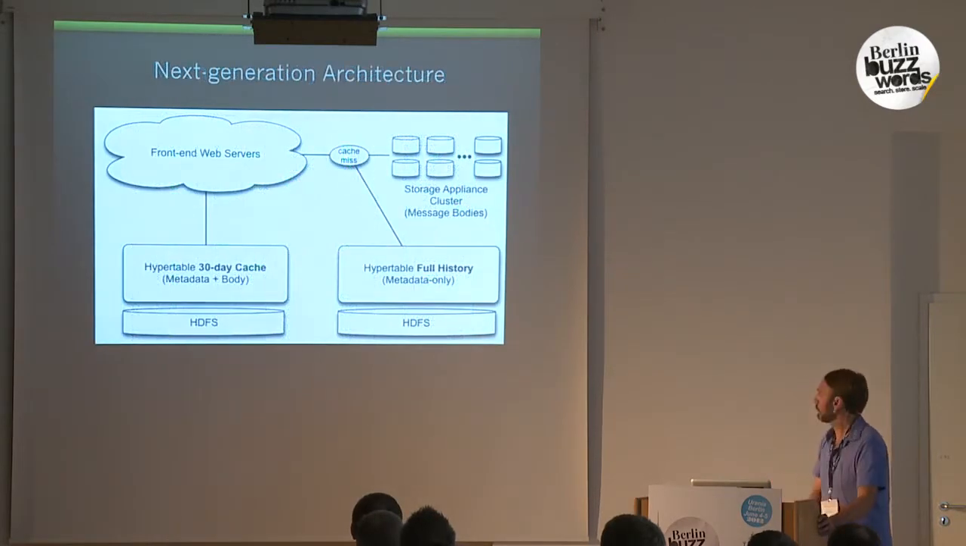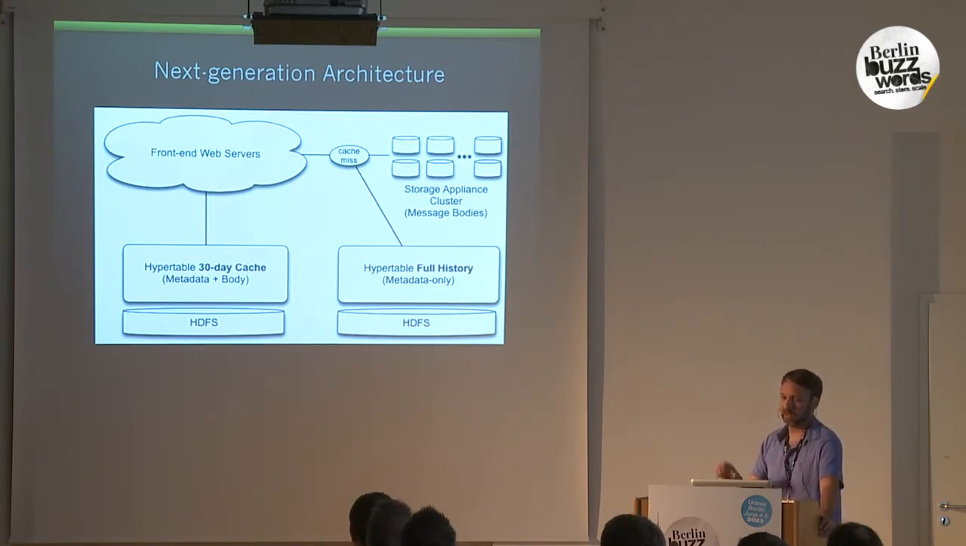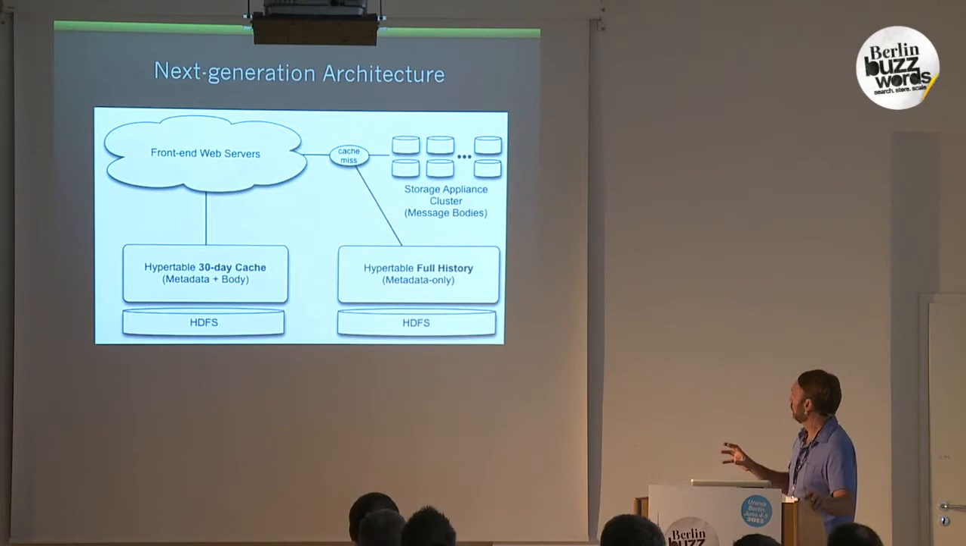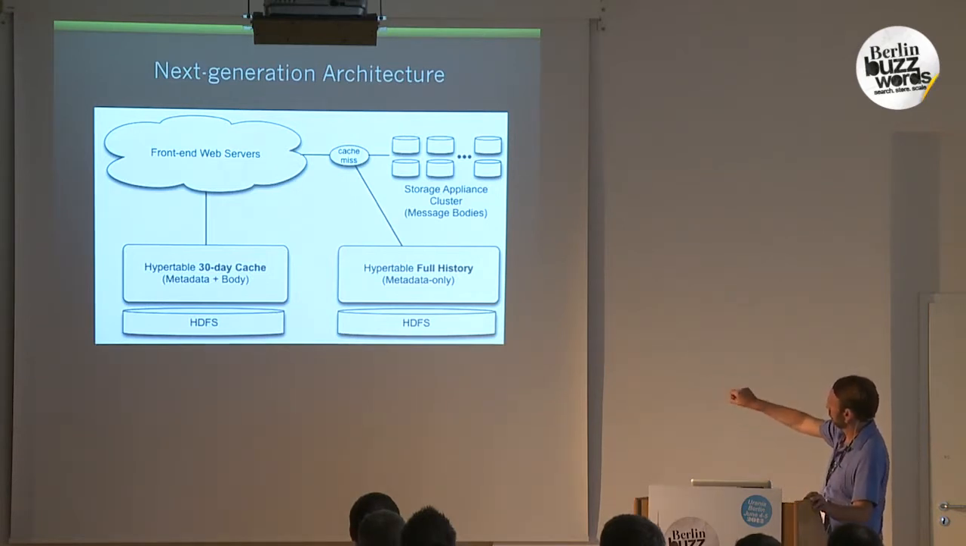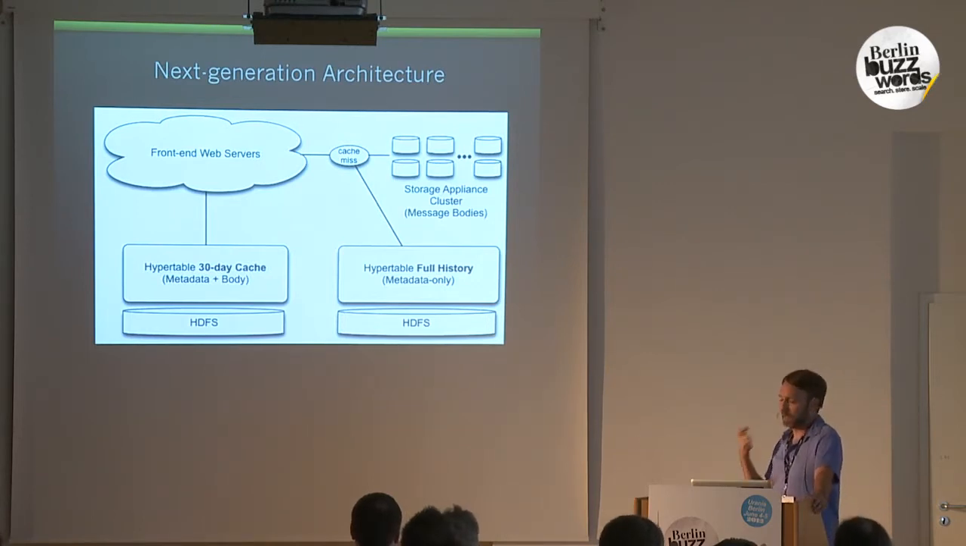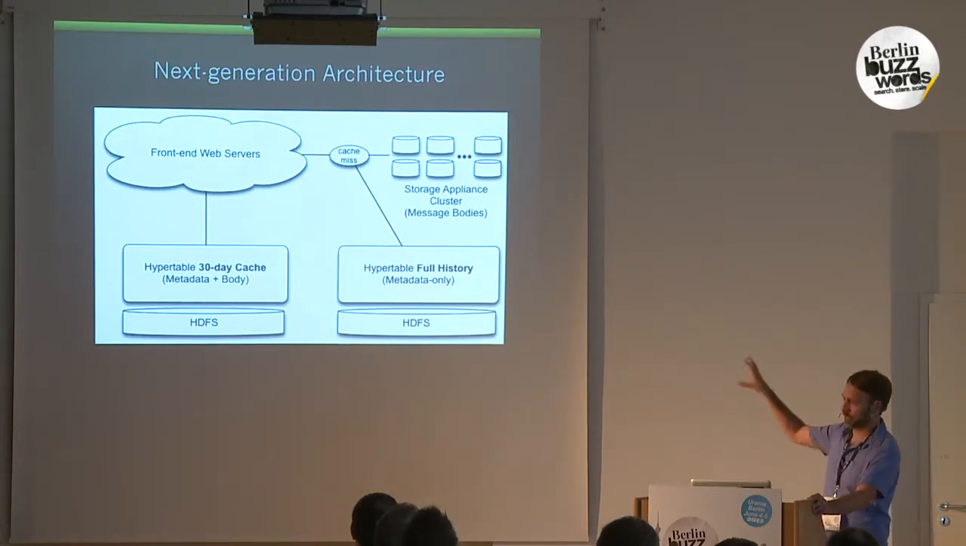Okay, so that was the existing system. They're currently in the process of re-architecting the system. And it's going to look like this. Essentially, they'll keep all the message bodies in the storage appliance cluster. And they'll also have a Hypertable cluster that contains all of the metadata. And then they're going to introduce this 30-day cache, which is in Hypertable, and it's going to hold the metadata and the message bodies for the mail over the past 30 days, because the bulk of the requests hit the last 30 days worth of mail.